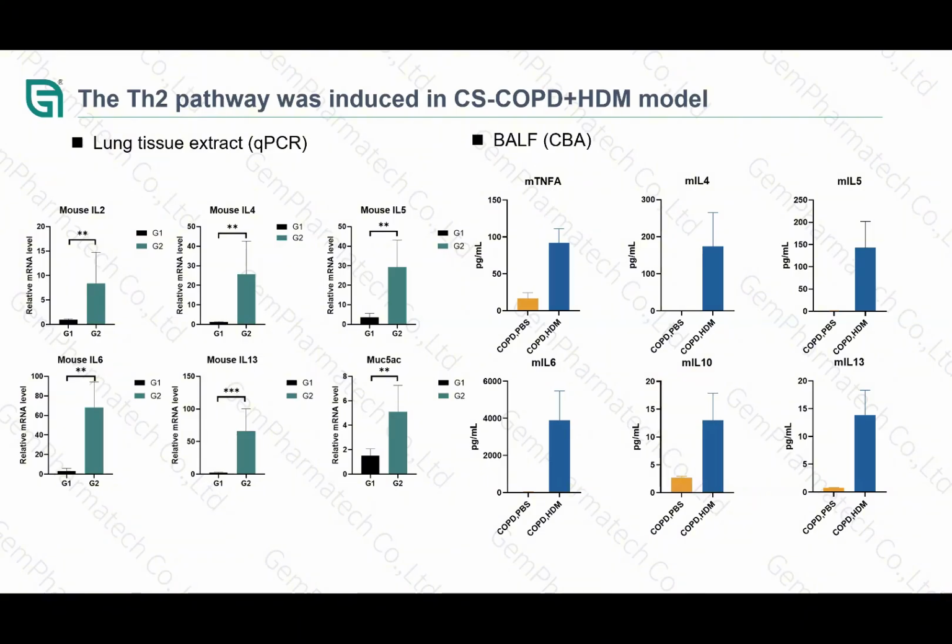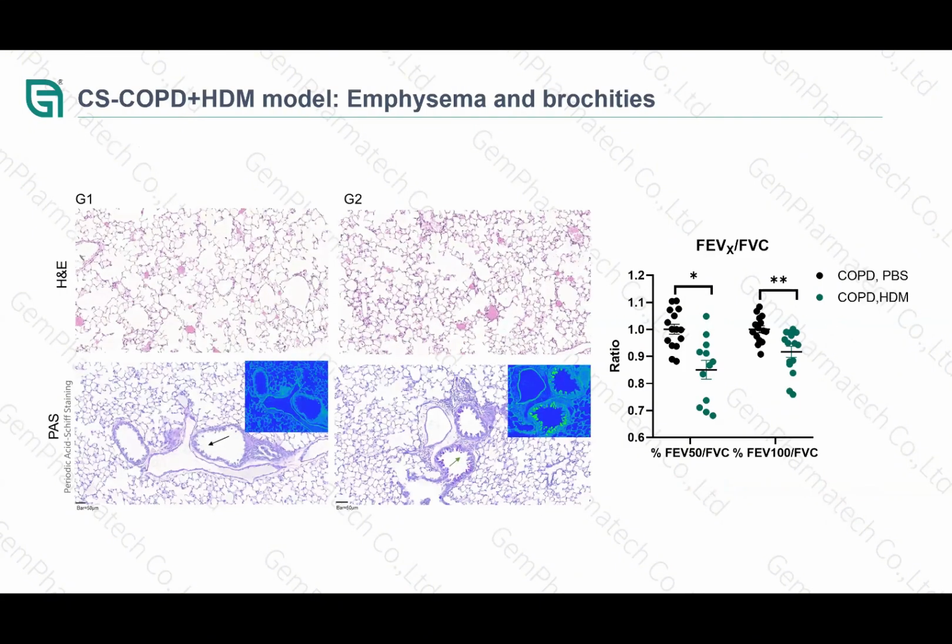And further, for the pathological analysis of this model, we did more than just use the HE staining to assess the alveolar fusion. We also incorporated PAS staining, and the result clearly showed a significant mucus deposition in the mouse bronchi after the HDM induction. This is a key feature of type 2 inflammation-related airway remodeling.